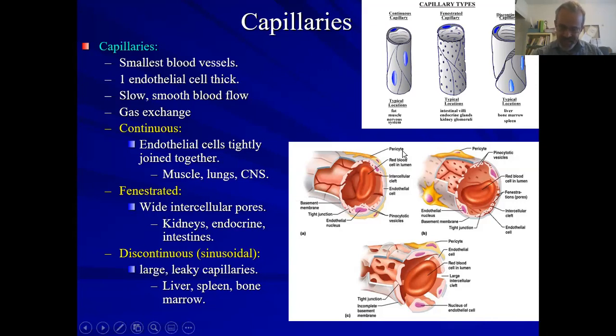Cells cannot get out of the capillary here. Cells cannot get out here, but here they can. And it makes sense, especially if you're looking at a hemopoietic or a blood cell forming organ. You want, once the cells are formed, to be able to move across the capillaries.